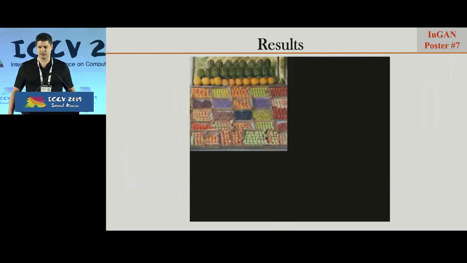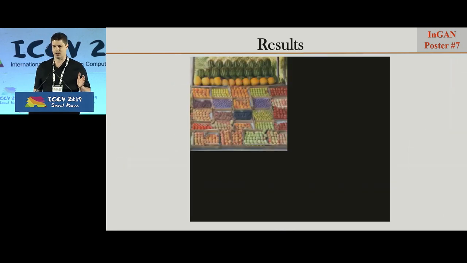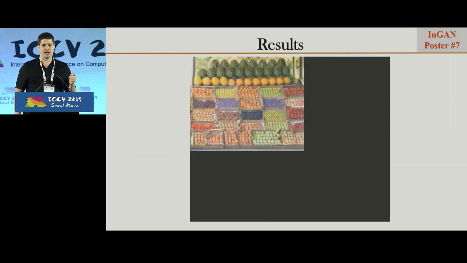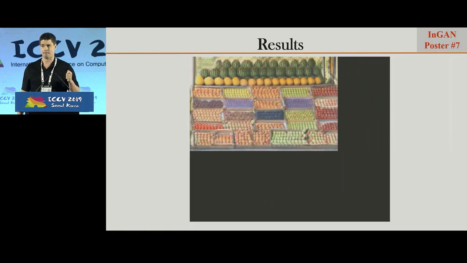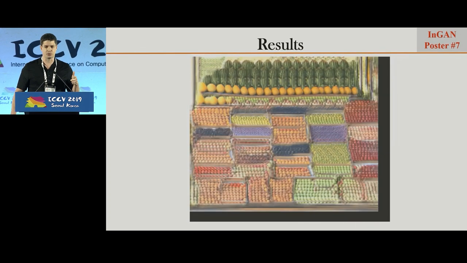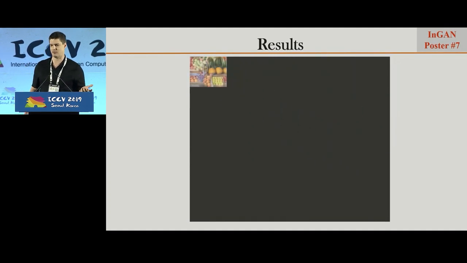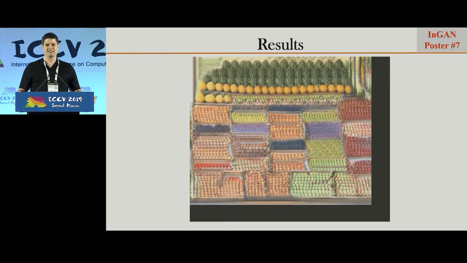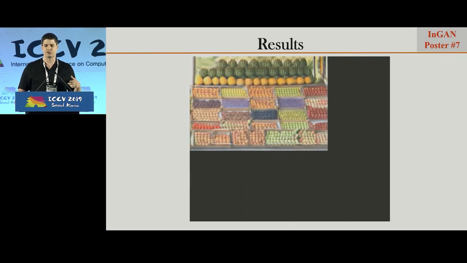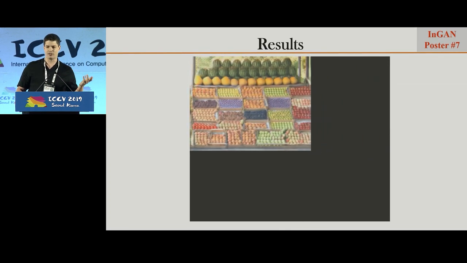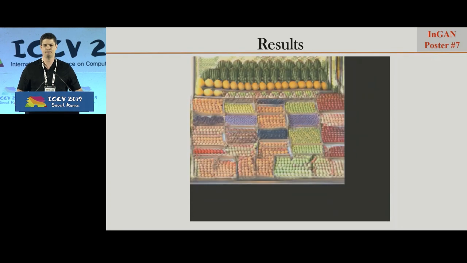Okay, so let's see some results. Here's an input image. Once trained, InGAN can retarget this image to any size, shape, or aspect ratio in real time. In particular, this allows producing such smoothly transforming videos. Note that the size of the fruit is not changing. Instead, InGAN adds and removes fruits and boxes, or this line of watermelons there.